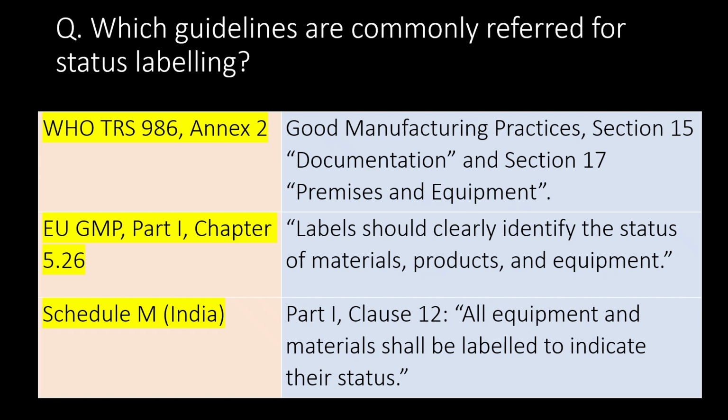Which guidelines are commonly referred for status labeling? First, WHO TRS, that is Technical Report Series number 986 Annex 2. Second, as per EU GMP Part 1 Chapter 5.26, label should clearly identify the status of materials, products and equipment. As per Schedule M India Part 1 Clause 12, all equipment and materials shall be labeled to indicate their status.